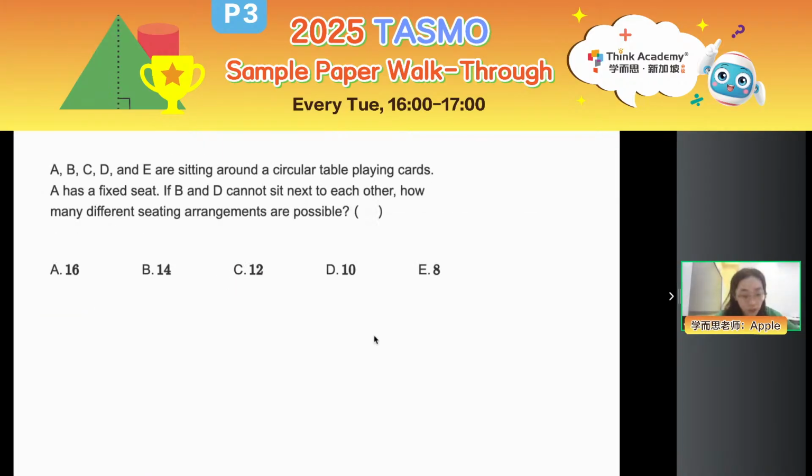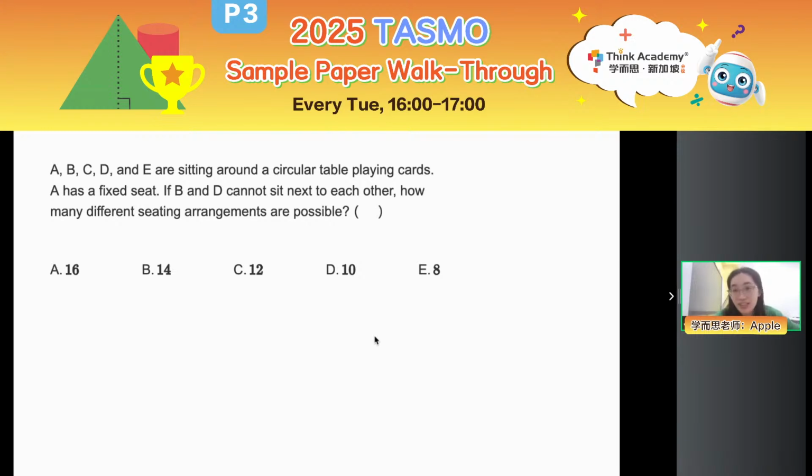Yeah, next one, question 14. A, B, C, D, and E are sitting around a circular table playing cards. A has a fixed seat. If B and D cannot sit next to each other, how many different seating arrangements are possible?